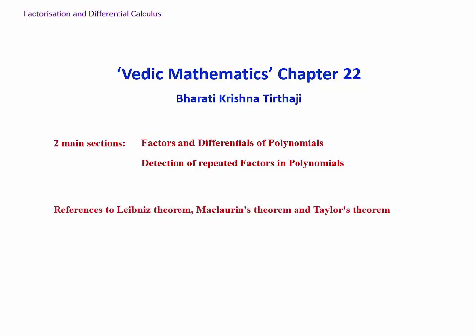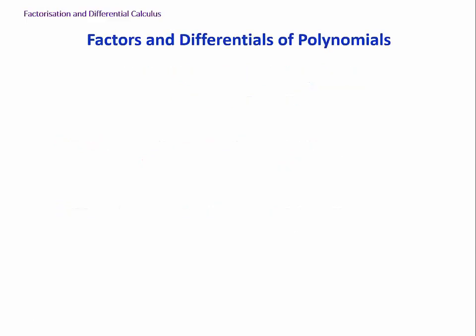And he does mention references to Leibniz theorem, Maclaurin's theorem and Taylor's theorem. So this talk is basically in 3 parts, and these are the 3 parts. So we'll begin with factors and differentials of polynomials. And the red text I'm going to show you in this talk is from Tirthaji's book. All the red text is from Tirthaji's book.